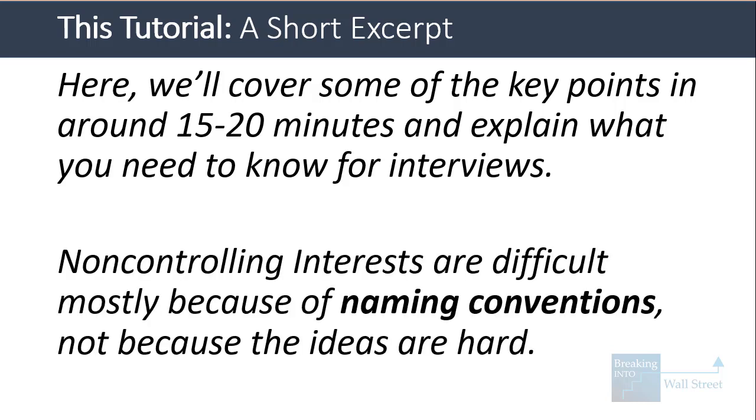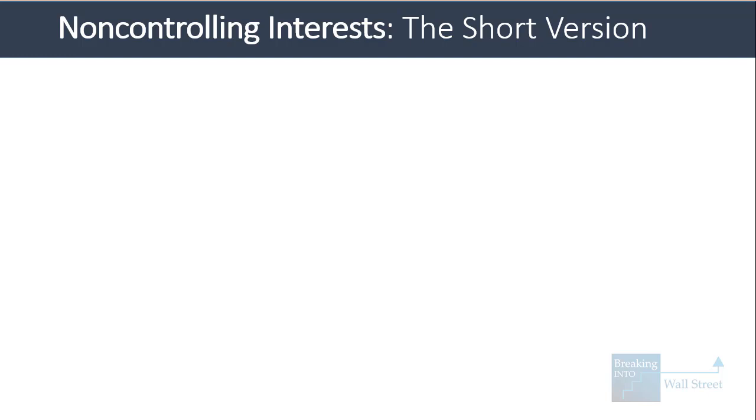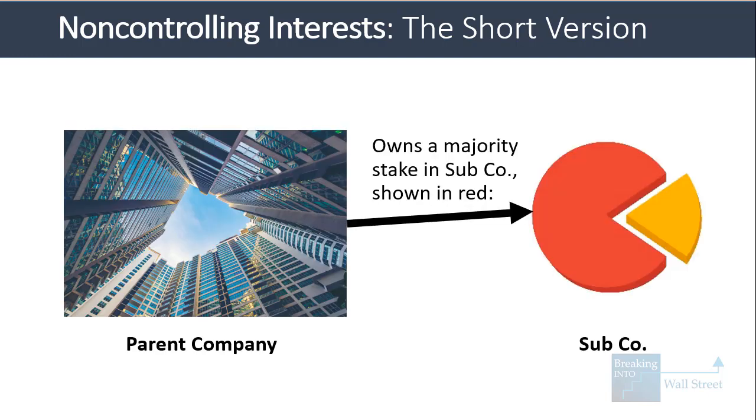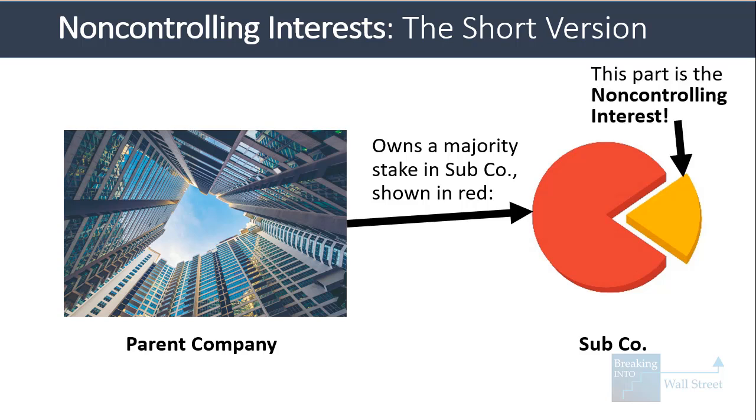Non-controlling interests are difficult mostly because of naming conventions and confusing terminology, not because the ideas are hard. So let's start with the very basics. If you have a parent company shown here, and then they own a majority stake in another company, the subco or subsidiary company, maybe they own 70% or 80% or something like that. The non-controlling interest refers to the part of the subco that they do not own, so the 20% or 30% that they do not own.